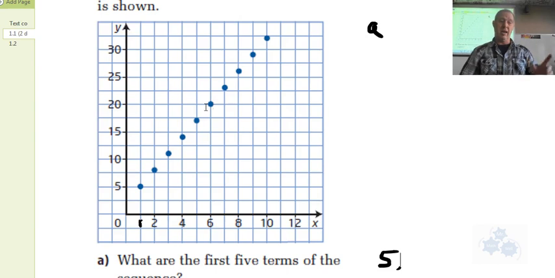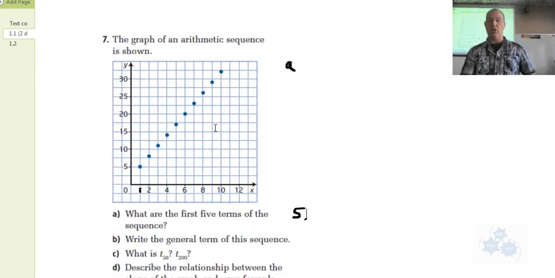Yeah. Okay, so that's just using kind of a little bit of intuition, trying to interpret the graph that way. So we got 5, 8, 11, 14, 17. 1, 2, 3, 4, 5. First 5 terms. Does that look right?